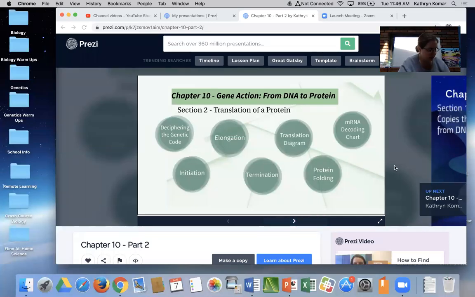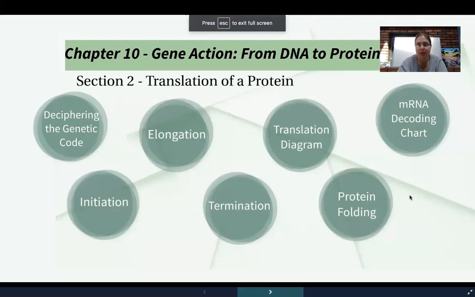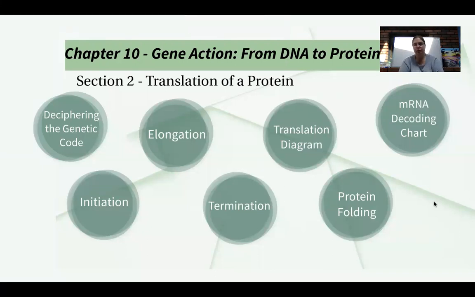All right, and welcome back, genetics kids. Today we're going to talk about section 2 of our chapter. So chapter 10, gene action from DNA to protein. We're looking at protein synthesis. And section 2 deals with the translation of a protein.